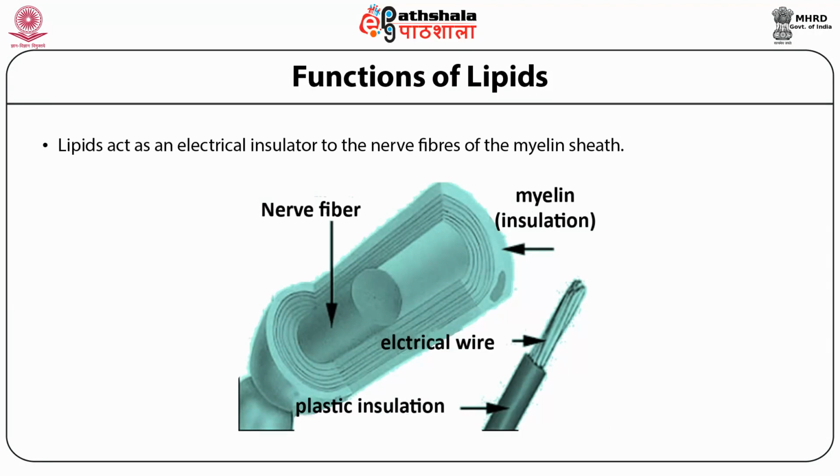Lipid also acts as an electrical insulator, especially for the nerve fibers of the myelin sheath. In this picture, one may see how nerve fibers and myelin insulation take place with the help of lipids, and also a projection to represent the insulation in the form of plastic by lipids and the electrical wire as a nerve fiber.